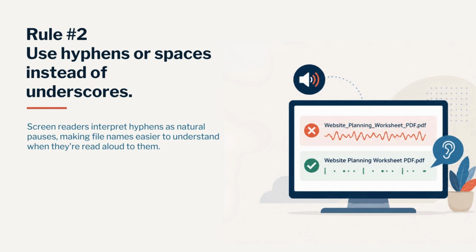Next is a punctuation choice most people don't think about. Rule 2 is use hyphens or spaces instead of underscores. Screen readers interpret hyphens as natural pauses, making file names easier to understand when they're read aloud to them. So instead of a long string of letters without spaces, like website planning worksheet PDF, use website-planning-worksheet.pdf. It's easier visually, easier audibly, and more search-friendly too.